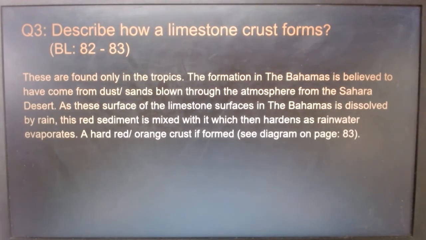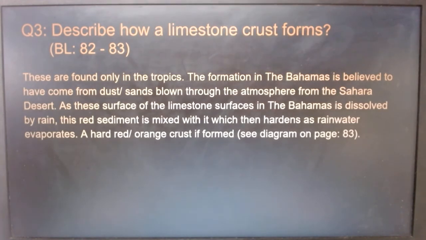We know for a fact that hundreds of thousands of tons of sand and dust blow across the ocean every year, high up in the atmosphere, from the Sahara Desert. We found sand and rock samples all over South America and the Caribbean that match identically to the sand from the Sahara, and it's a bright red or orange color. As the limestone surfaces in the Bahamas are dissolved by rain, remember how easily they're dissolved by rain, this red sediment is mixed in, which then hardens as rainwater evaporates.